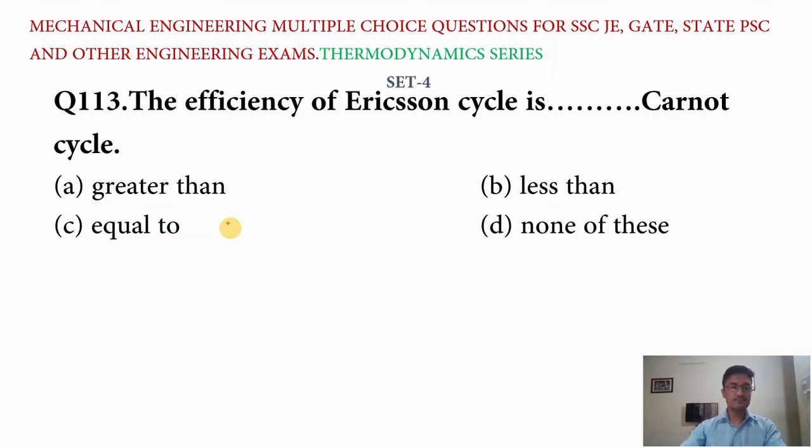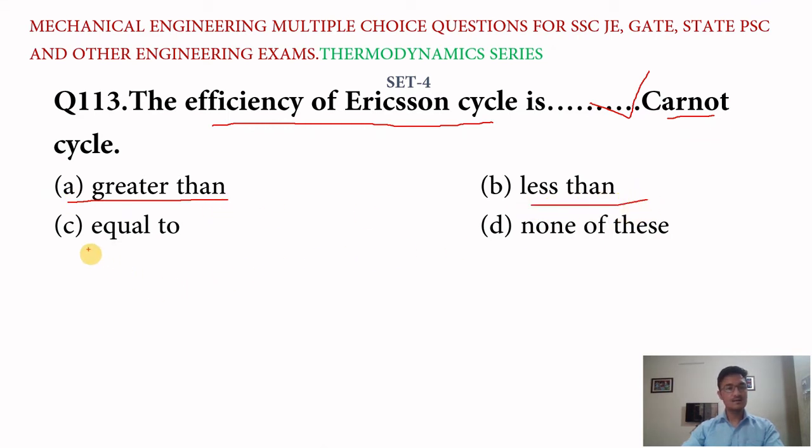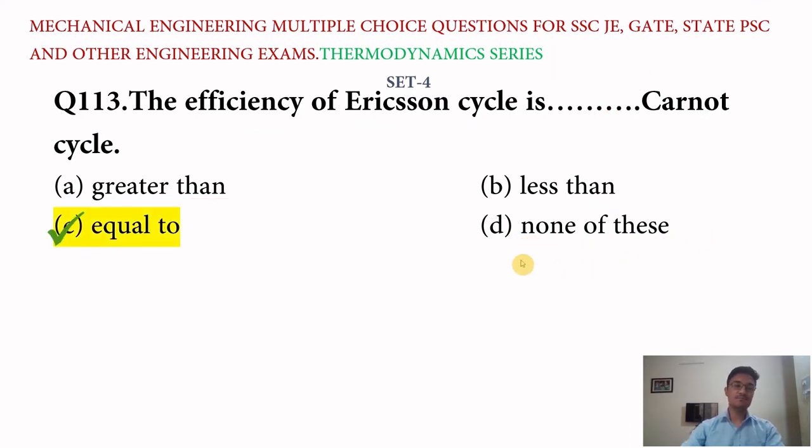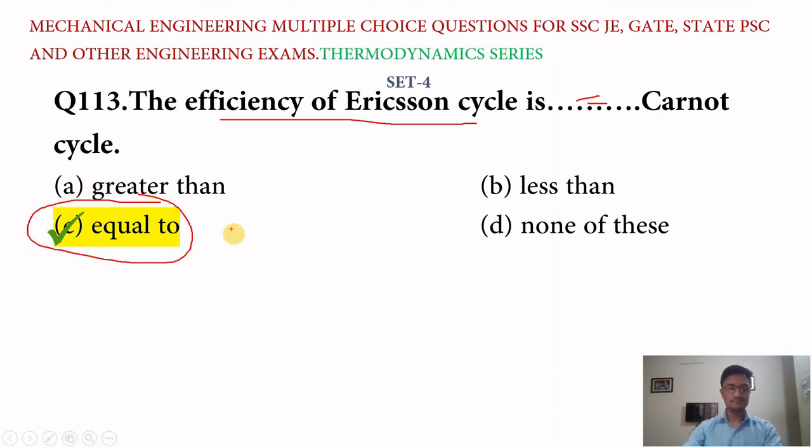Next question: the efficiency of Ericsson cycle is blank Carnot cycle. A, greater than Carnot cycle; B, less than Carnot cycle; C, equal to; D, none of these. So the answer is C, equal to the Carnot cycle. The efficiency of Ericsson cycle is equal to the Carnot cycle. So the option is C, equal to.